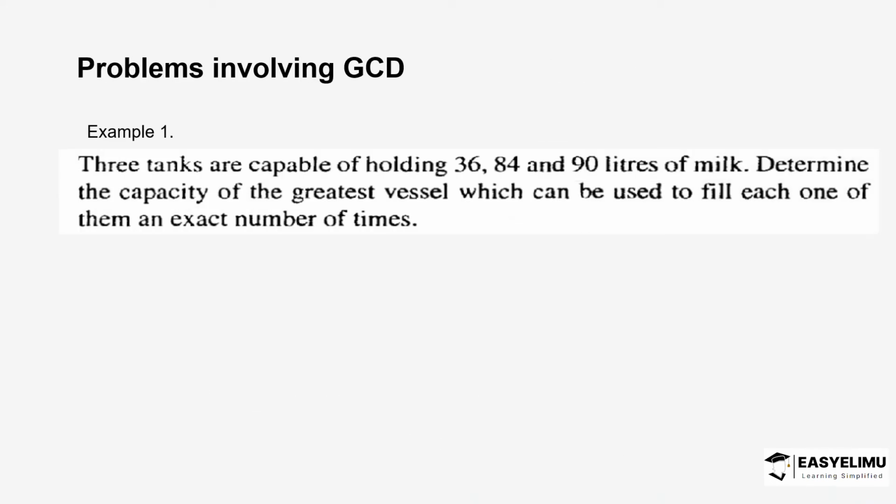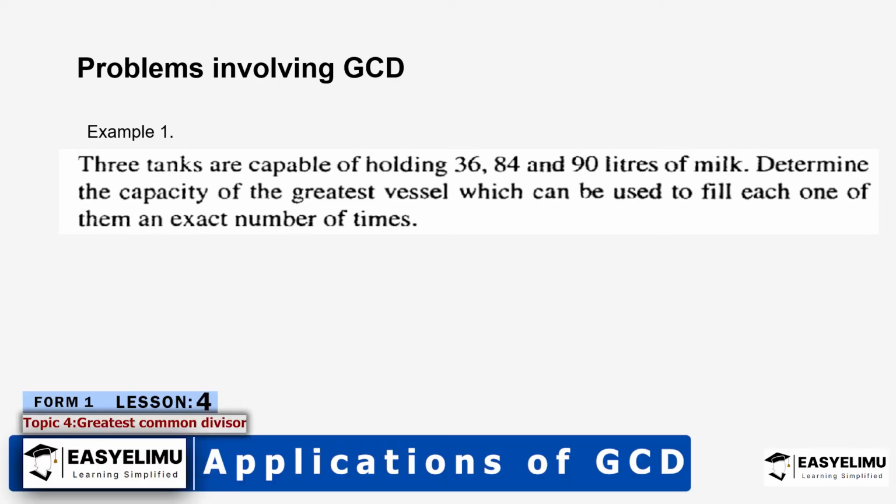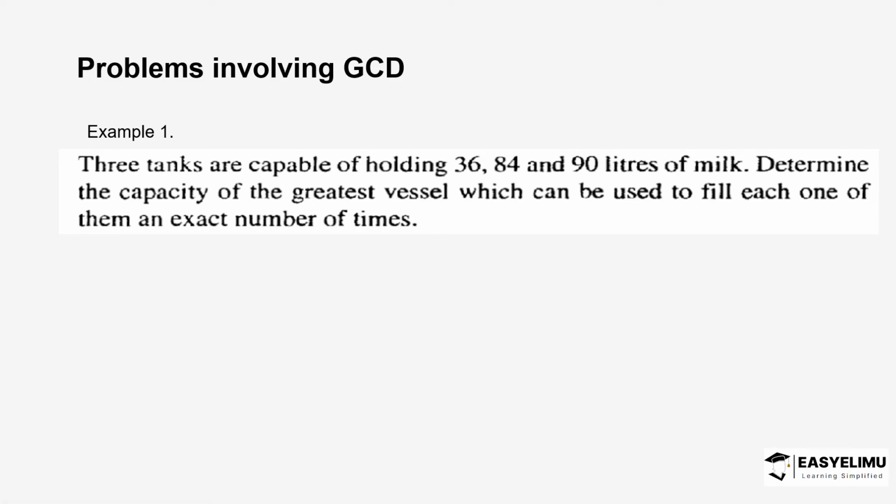So we have the first example here displayed on the screen where you are supposed to determine the capacity of the greatest vessel which can be used to fill each one of them an exact number of times. So we have three tanks which are capable of holding 36, 84 and 90 liters of milk respectively. And then the question is that you are supposed to determine the capacity of the greatest vessel which can be used to fill each one of them an exact number of times.